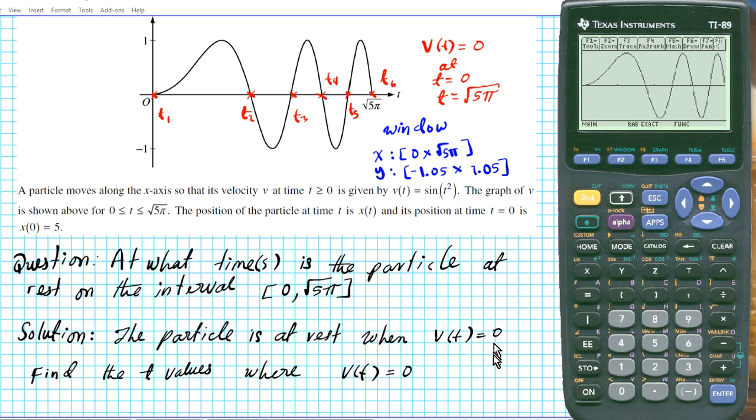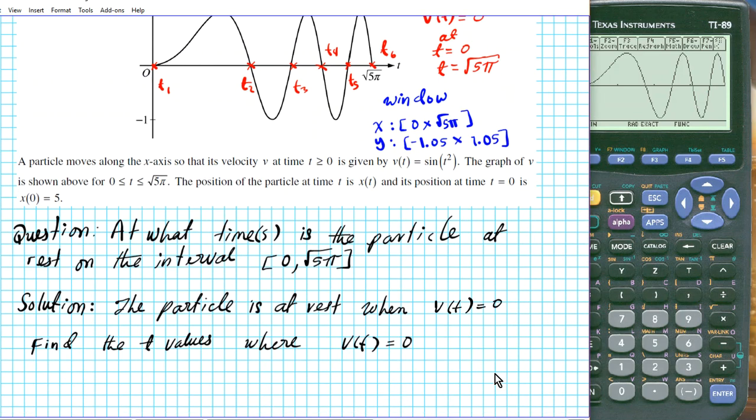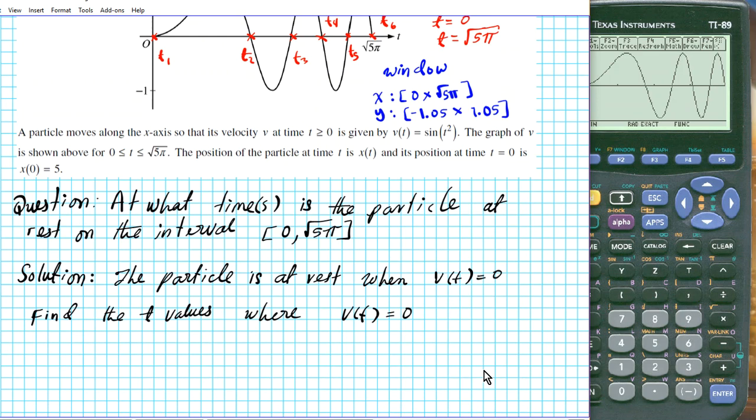Okay, so we're going to start with T2. Let's write down what we have. We have T1, the first x-intercept, is 0. Now we want to find the second x-intercept.